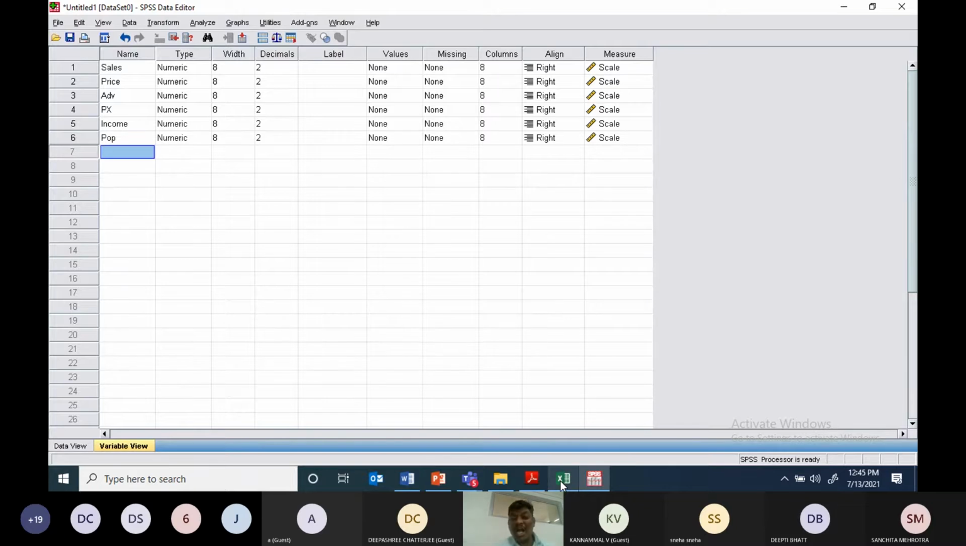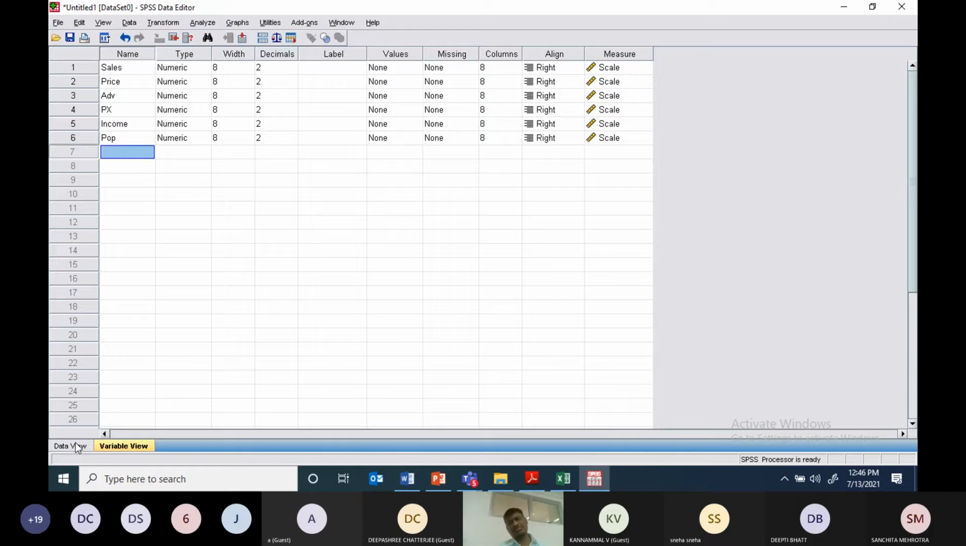Sir, units of measurement? I want to mention the unit of measurement. Not a problem. You will go to the label. If you want to keep the units of measurement there, you can type them in the label. It will help you. Okay, fine. Now I have created the variables.